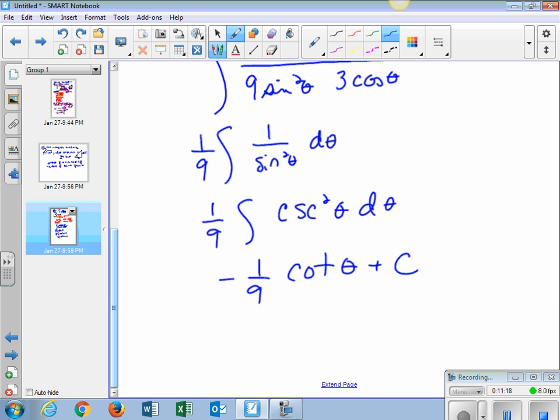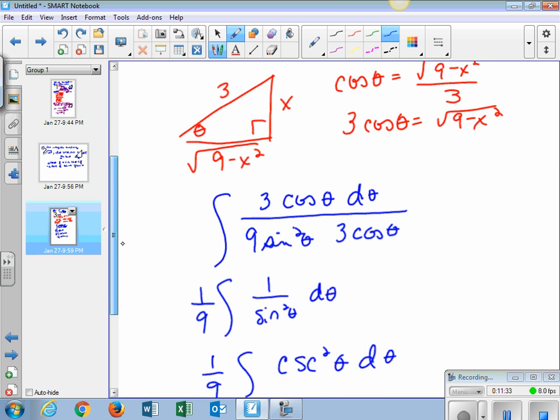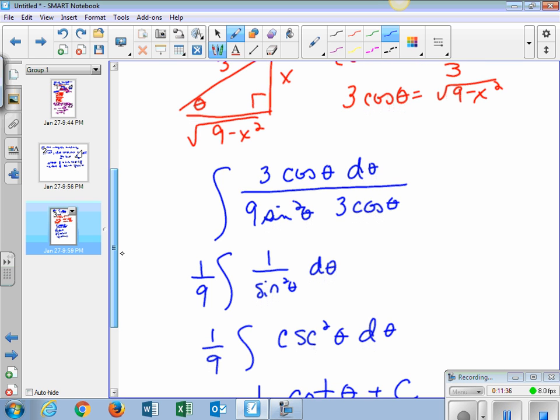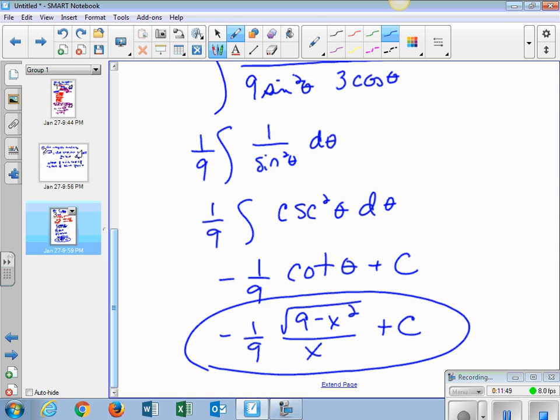And we're not done yet because we have to rewrite it back in terms of my x. So this is where my triangle comes into play again. I go back to my triangle, and what can I substitute in for cotangent of theta? So going back to that triangle, cotangent is going to be adjacent over opposite. So I'm going to get my square root of 9 minus x squared divided by x, and don't forget your plus c. Now we are done. Okay. So that's how we use trig substitution to be able to work this particular problem, make it a little bit easier to work, believe it or not.